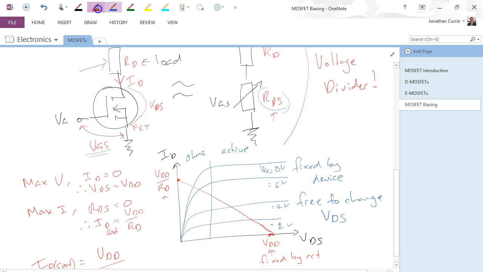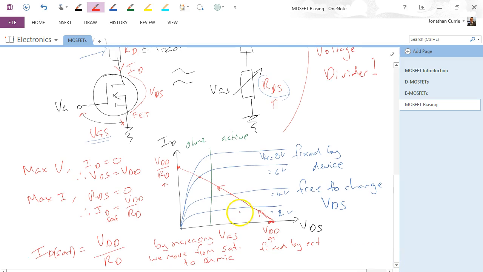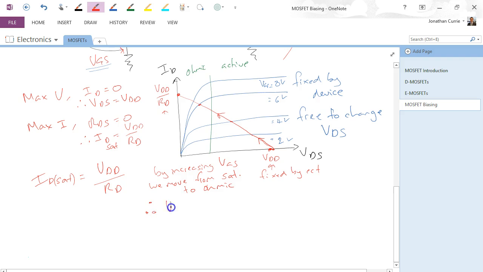As we increase VGS, we come up this line from 2 volts to 4 volts to 6 volts. And so you see by increasing VGS, we move from saturation region to the ohmic region. And correspondingly, therefore, VDS goes down. As we follow this line along, our quiescent point, let's say if we end up with VGS equals 6, our VDS has actually gone down quite a lot. Now that's good. We don't want a high VDS.